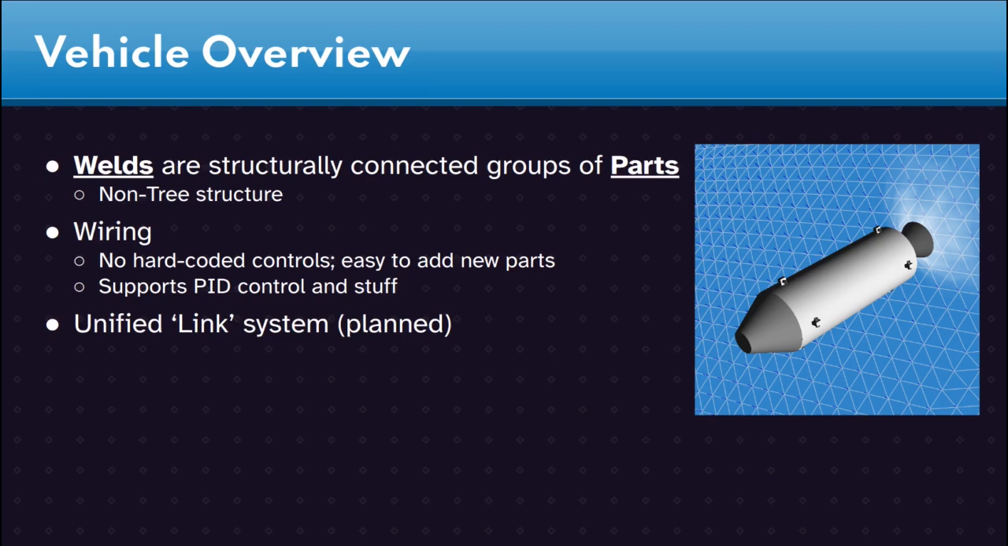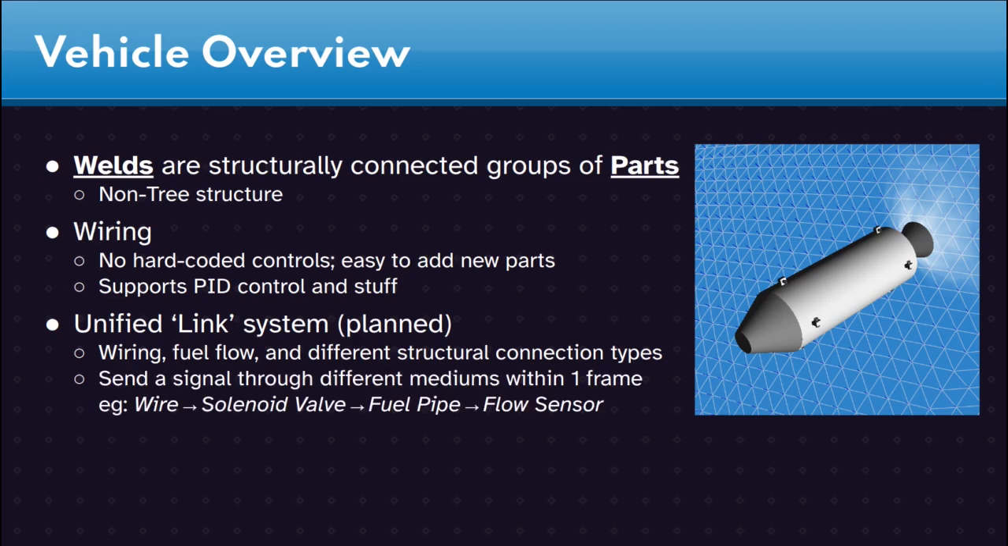And there's a thing I call a link system, and this is where the wiring, the fuel flow, and possibly different kinds of structural components all run within the same loop. This makes it possible to send a signal through different mediums within a single frame. I can have a signal from a wire go into a solenoid valve, which would open a valve electronically, and that would start making fuel flow through a fuel pipe, and that'll activate a flow sensor. So we have the wiring system being turned into a fluid signal and then into a flow sensor and back into a wire.